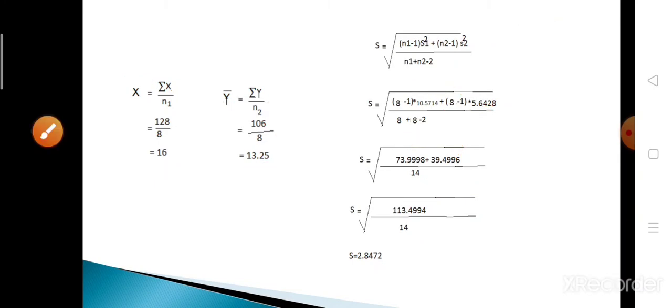Now just plug the value of x bar, y bar, s, N1 and N2 in the formula of the test statistic. So here the test statistic: x bar is 16, y bar is 13.25, s is 2.8472 into square root of 1 upon n1, n1 is 8, plus 1 upon n2, n2 is 8. So 16 minus 13.25, that is 2.75, divided by 2.8472 into the square root of 1 divided by 8 plus 1 divided by 8, and its square root value is 0.5.